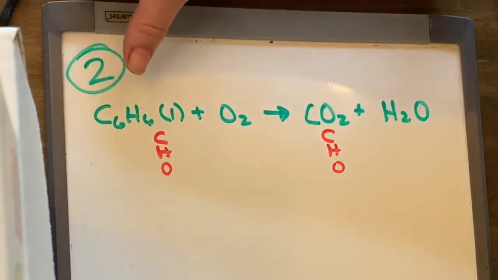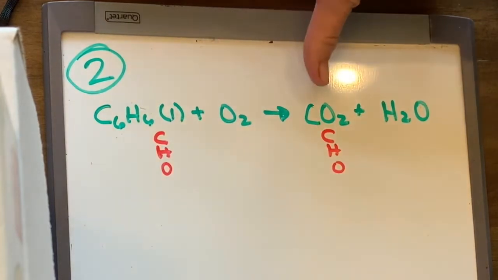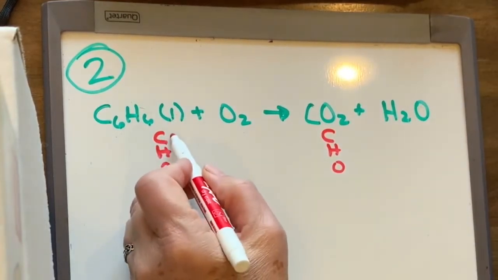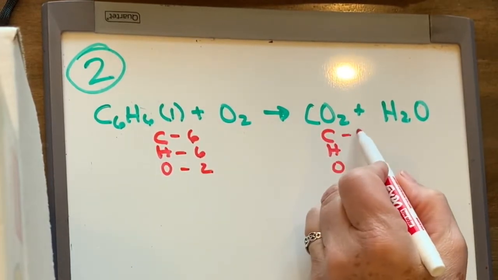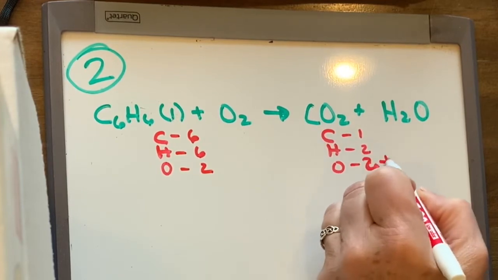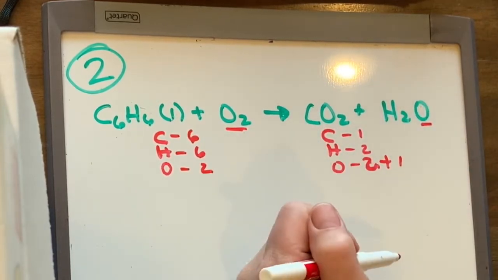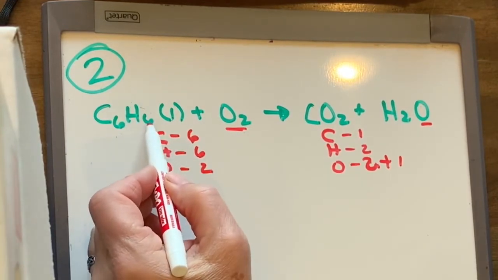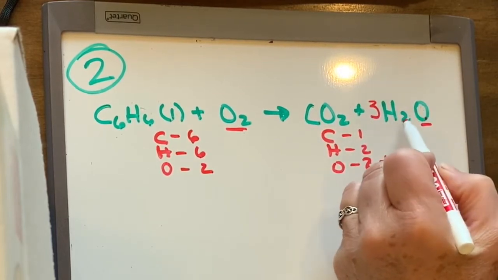All right, since we know it's a combustion, or there's burning involved, we have to add our excess oxygen. We get CO2 plus H2O. So we've got to now see if we can balance the equation. Currently we have C6H6, O2. Over here we have C is 1, H is 2, O is 2, plus 1. Now, if we've got O2 over here, we've got to get this into an even number.